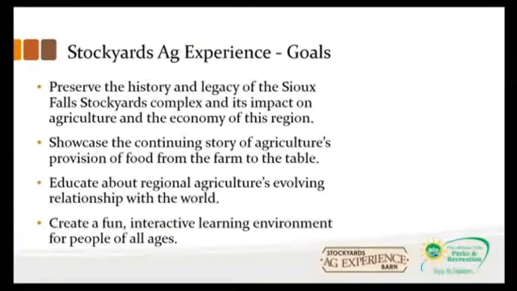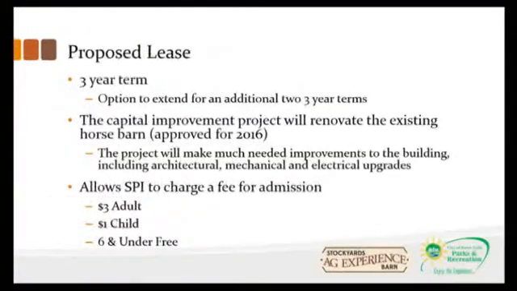As we all know, Falls Park is a hotbed of activity, and this would just be another great amenity within the park. So the proposed lease that we are presenting to you today is a 3-year term with options to extend for 2 additional 3-year terms. We do have a capital project in the 5-year capital plan in 2016 that would make some renovations to the horse barn.